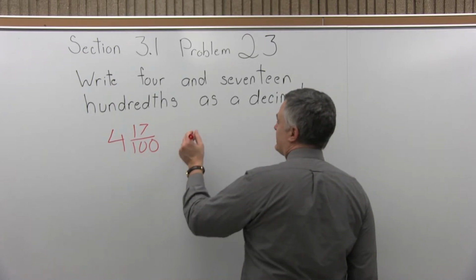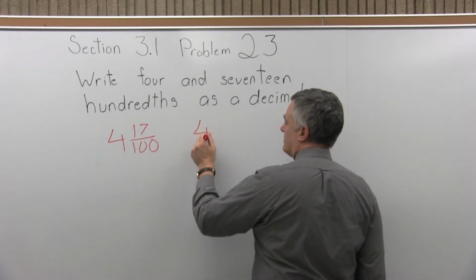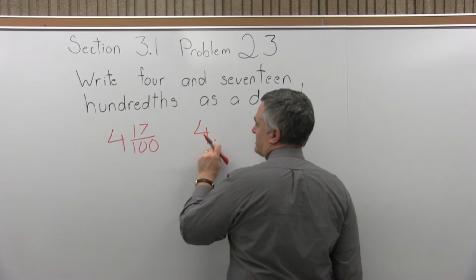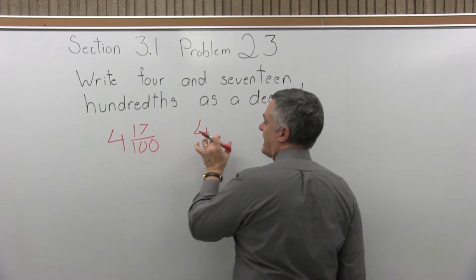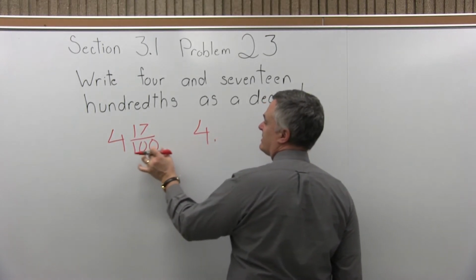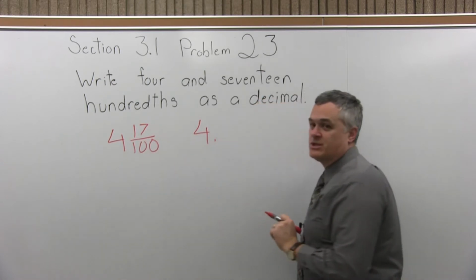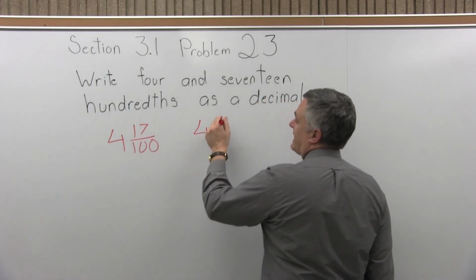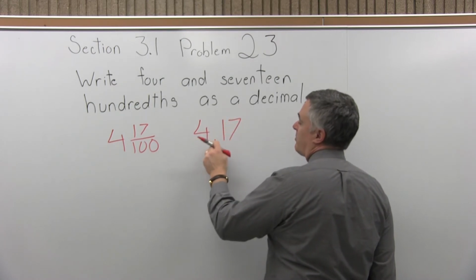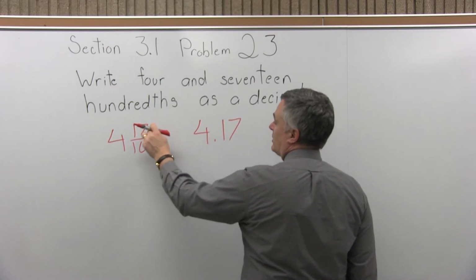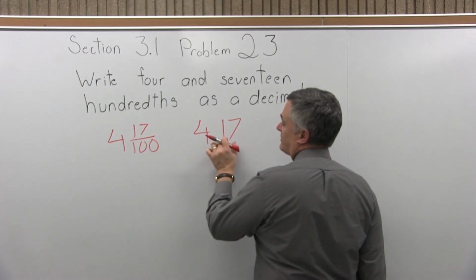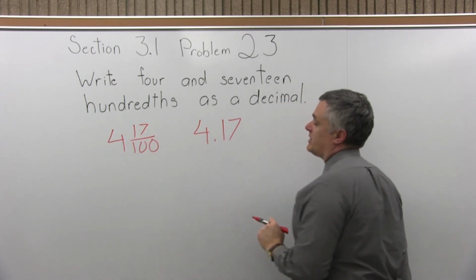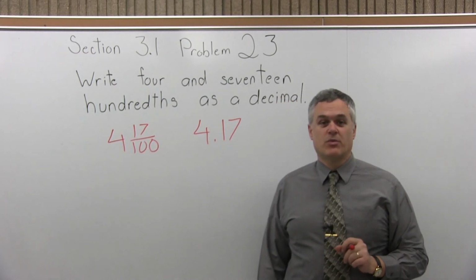Now, to write it as a decimal, I will have the 4 in front, and there'll be a decimal point, and there'll be as many places after the decimal, as many digits after the decimal, as I have zeros in the denominator. Now, the numerator, the 17, has 2 digits, so if I make it 4.17, I've got the 17, and I have 2 places after the decimal because of the 2 zeros in the denominator. So the final answer is 4.17.